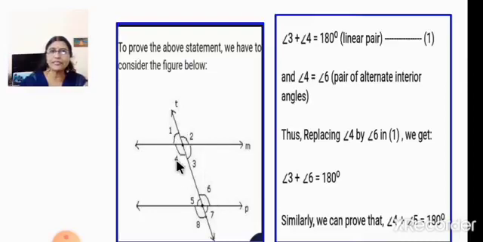Similarly, we can prove this also: angle 4 plus angle 5 is equal to 180 degrees.